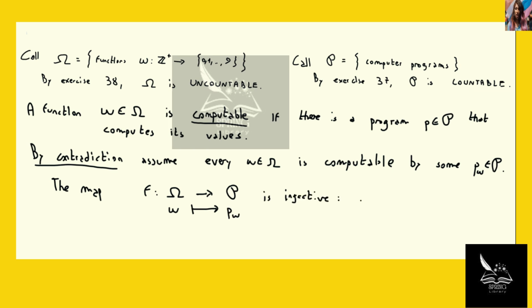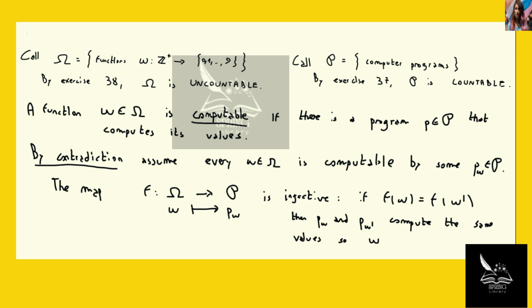This map is injective because if f of omega is equal to f of omega prime, that means that the computer programs p omega and p omega prime compute the same values. And because the output values of the programs p omega and p omega prime are exactly the values of omega and omega prime, and they are equal, then omega is equal to the function omega prime.